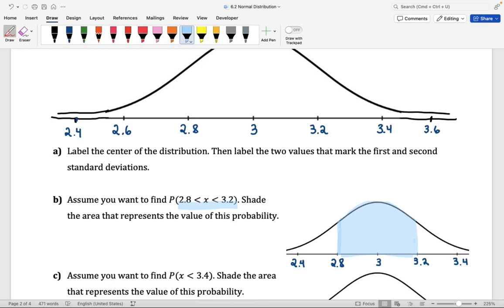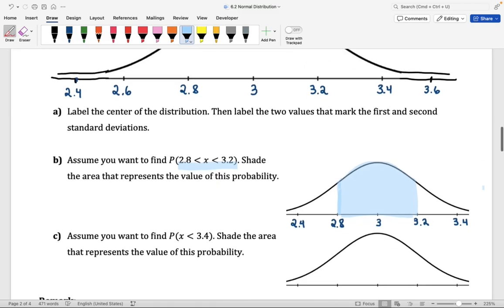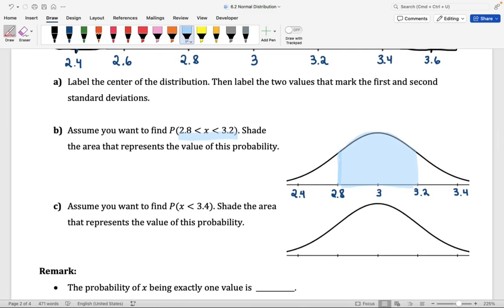Okay? Now, let's go ahead and do one more. Assume you want to find the probability of X being less than 3.4. Shade the area that represents the value of this probability. Okay? Again, let's go ahead and label the mean and the standard deviations to the right and left. If we want to find the probability of X being less than 3.4, we're going to find the value 3.4 and we're going to shade the area below this value.